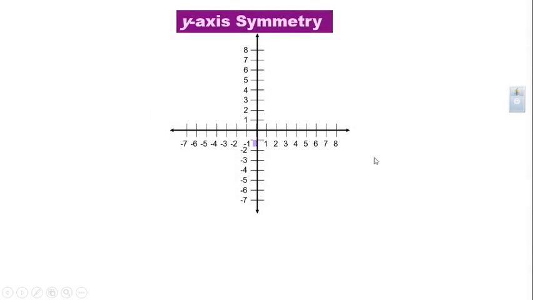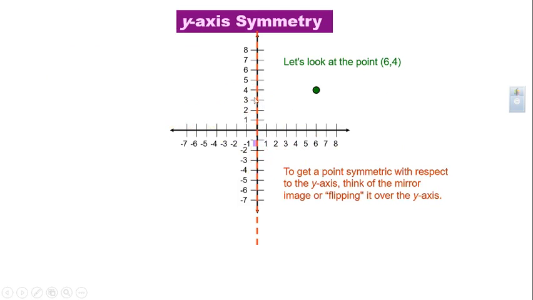Now that we've done the basic idea of x-axis symmetry, let's talk a little bit about y-axis symmetry. In y-axis symmetry, you also have a point. Let's start with the point 6, 4, but now the mirror is the y-axis. So a corresponding point will have the same y-coordinate, namely 4, but the x-coordinate will be the opposite, negative 6. So the matching point, the mirror image, the image point is negative 6, 4.